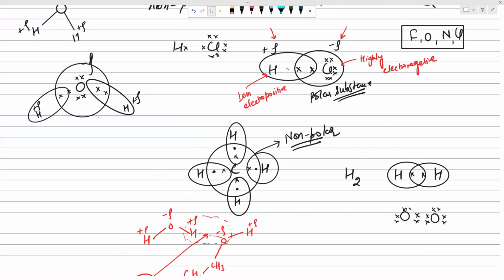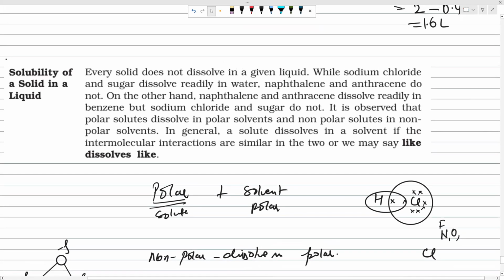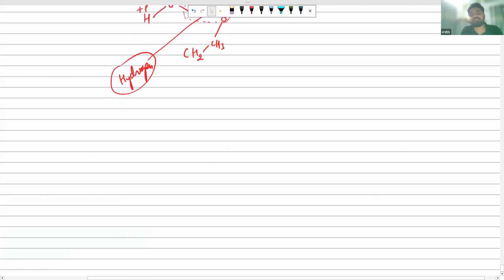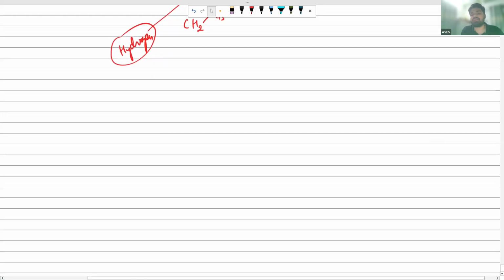So here in the insert it is written, but in this chapter we are generally going to study gas dissolution in liquids, not liquid dissolution in liquids. We are not going to study that in this chapter. We're just going to focus on the dissolution of gas in liquids. Okay, so now moving further, the dissolution of gas in liquids is generally explained by Henry's law.